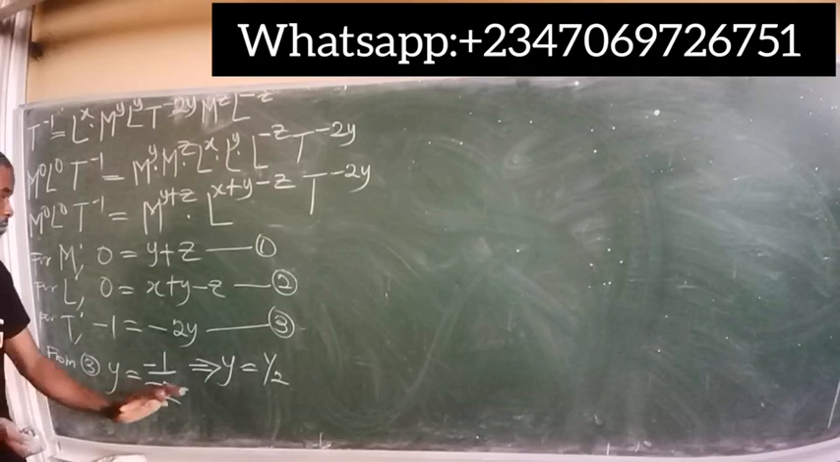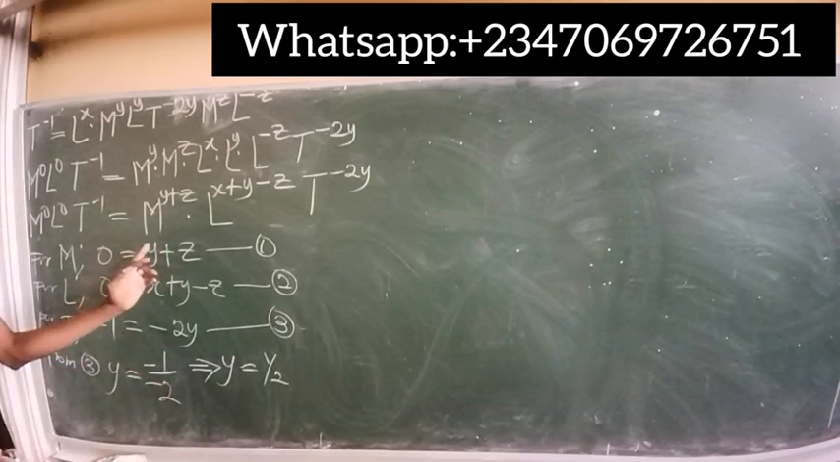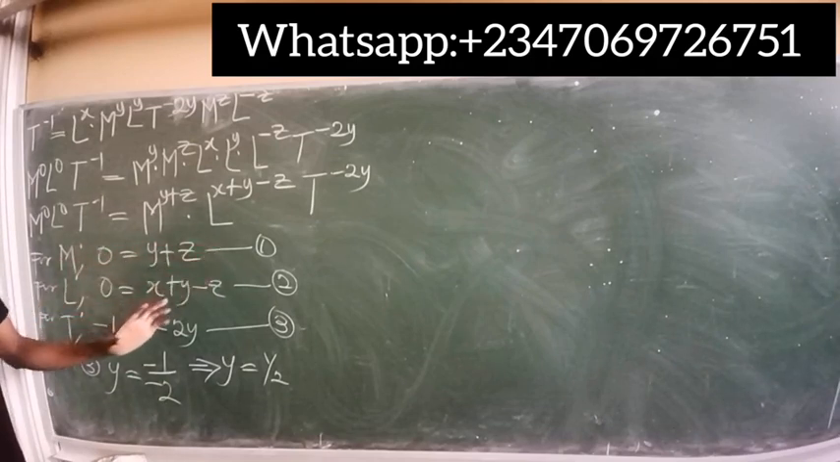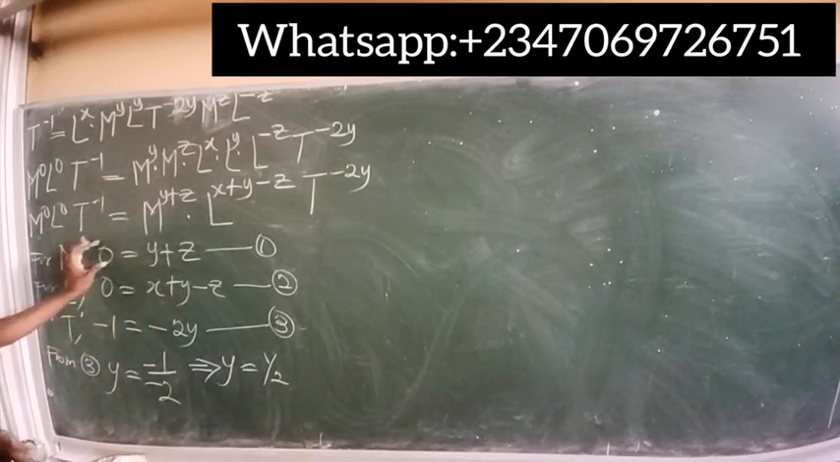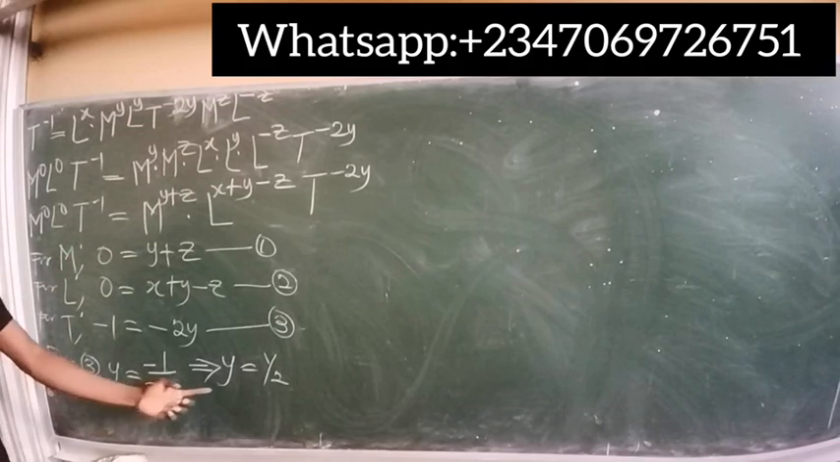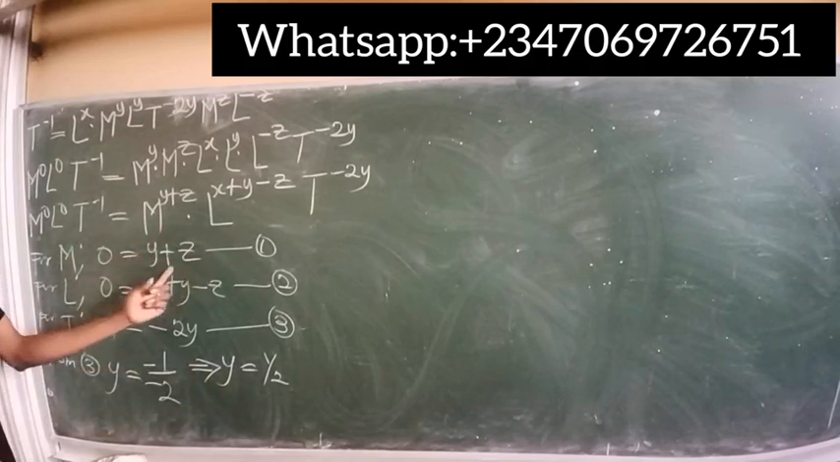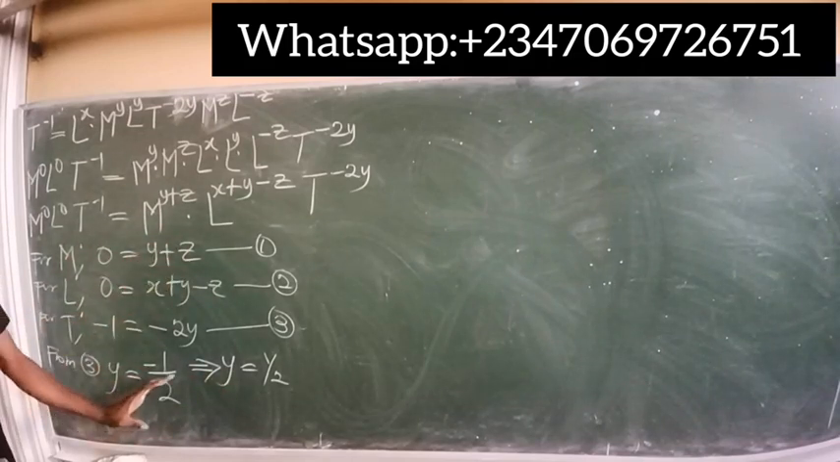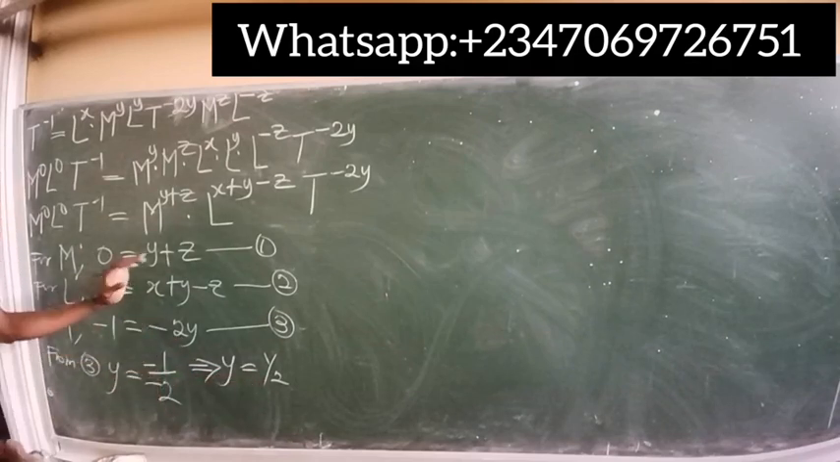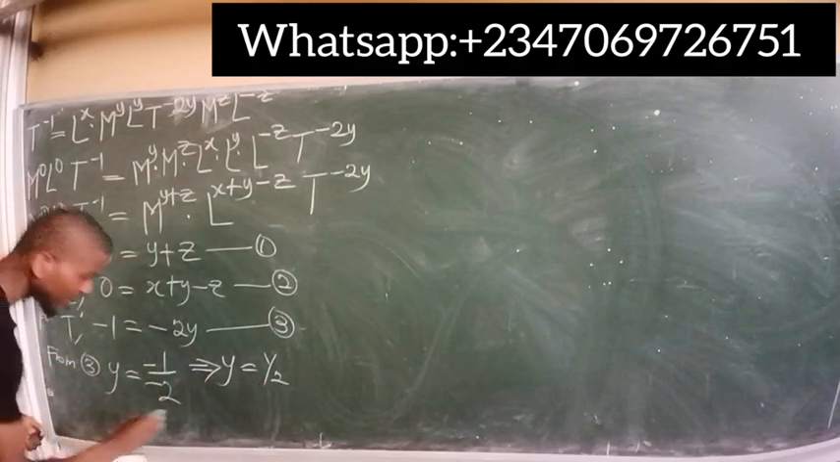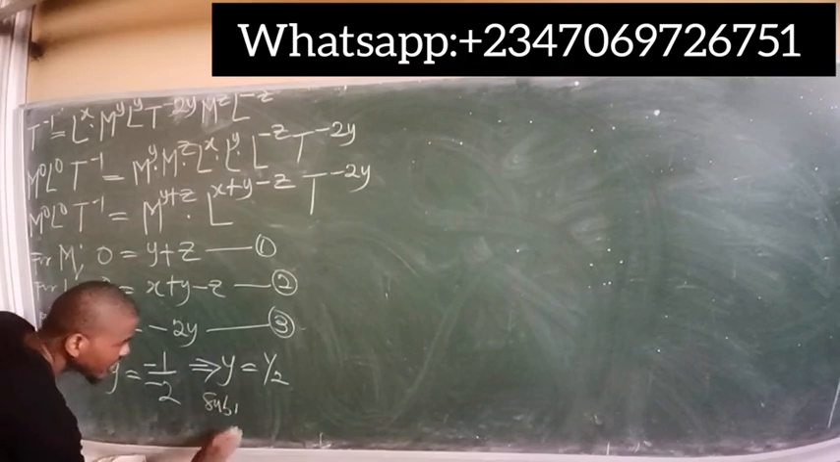Now, if I know the value of y, it means I can find what? The value of z from equation 1. Because from equation 1, I actually have y plus z to be equal to 0. And now I've found the value of y as 1 over 2. So it means I can find the value of z. So simply what? Substitute y into what? Equation 1. All right. So substitute into 1.